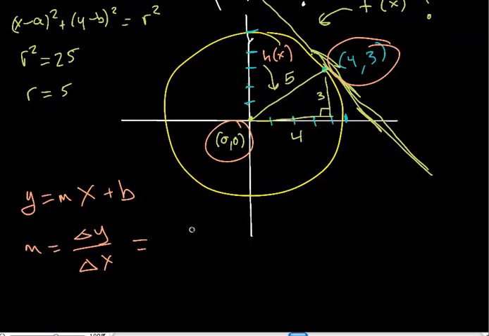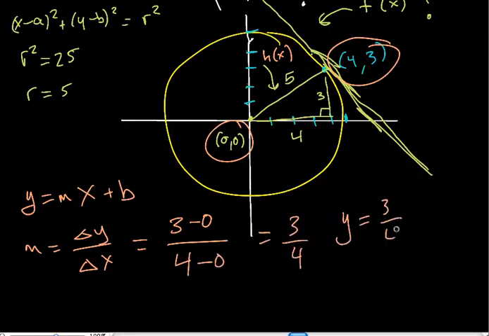So the change in y, well, 3 minus 0 over the change in x, 4 minus 0. So it's 3/4. So that's what m is. So y equals 3/4 x. And where is its y-intercept? Well, it's at 0. So we can write plus 0, or we could just leave it out because it goes right through the origin. So that is h of x, okay? That's that line.